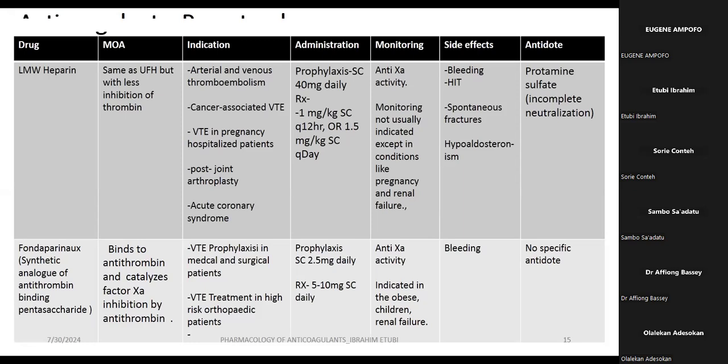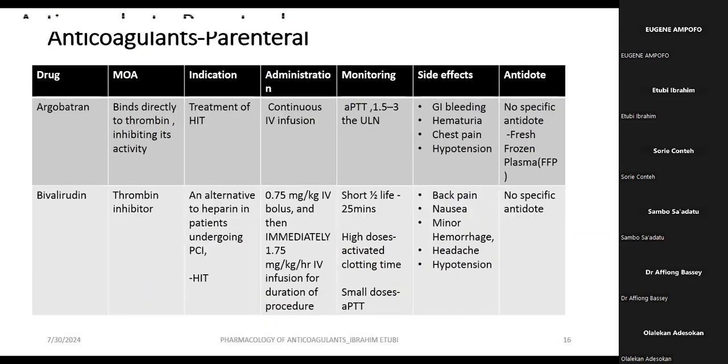Then the next one is fondaparinux. Fondaparinux is a synthetic analog of the antithrombin-binding pentasaccharide, and it binds to antithrombin and catalyzes factor 10 inhibition by antithrombin. So it's the same mechanism, and then it can be used for VTE prophylaxis and VTE treatment in high-risk orthopedic patients. For prophylaxis, the dose is 2.5 milligram daily subcutaneously, while it is higher, 5 to 10 milligrams subcutaneously daily, for treatment. It does not have a specific antidote, and the major side effect is actually bleeding. One thing about fondaparinux is that it is quite useful in those who are obese, in children, and then individuals with renal failure as well.